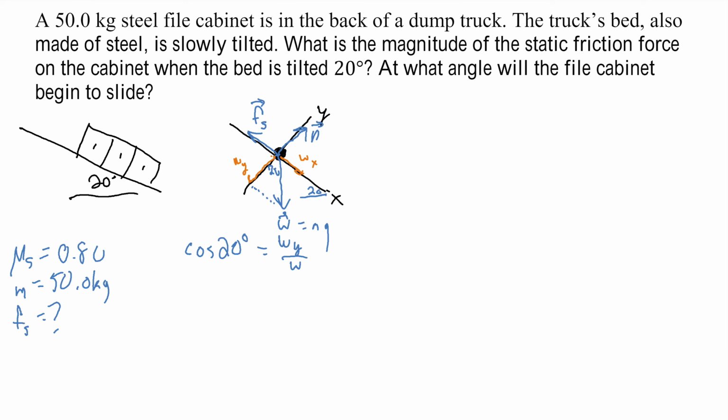So then we would have W sub y equals W cosine 20, but W is actually mg, so I'm going to write mg cosine 20 degrees. We know the mass, we know g, we know cosine 20 degrees, so we'd be able to figure that out. Okay, what do we do now?